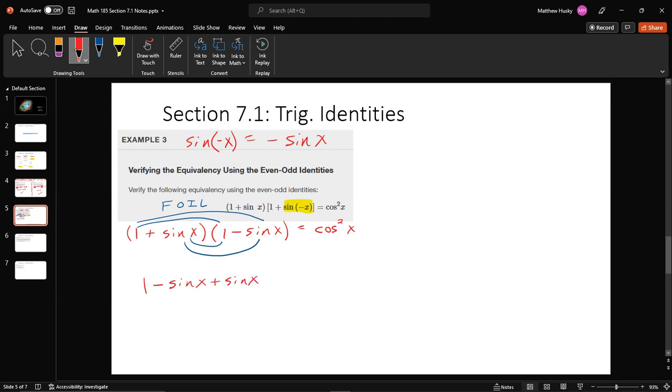For the last terms, if you do a positive times a negative, that is negative. Sine times sine means sine squared of x. And this is equivalent to cosine squared of x. Fun fact, if you combine the like terms, negative sine x plus sine x is going to end up canceling out. So this gives you 1 minus sine squared x equals cosine squared x.